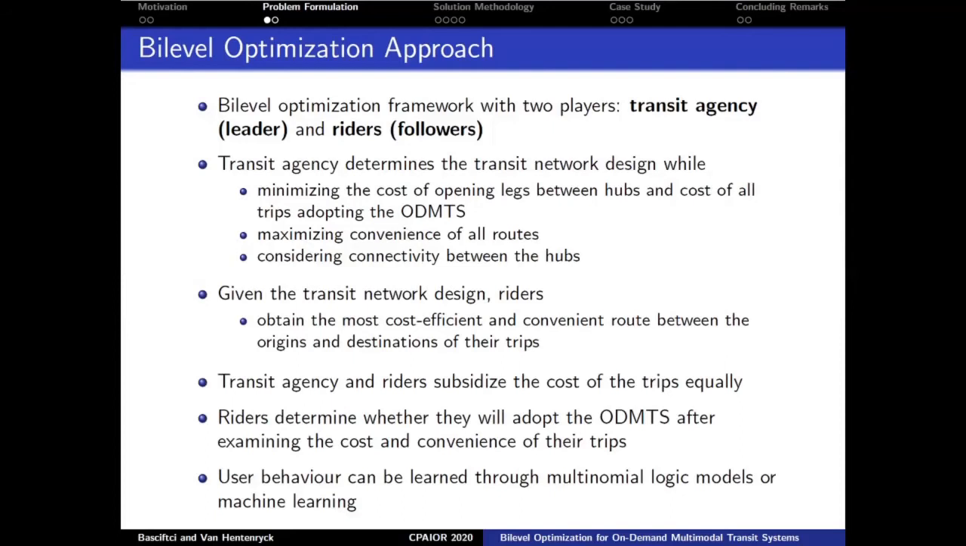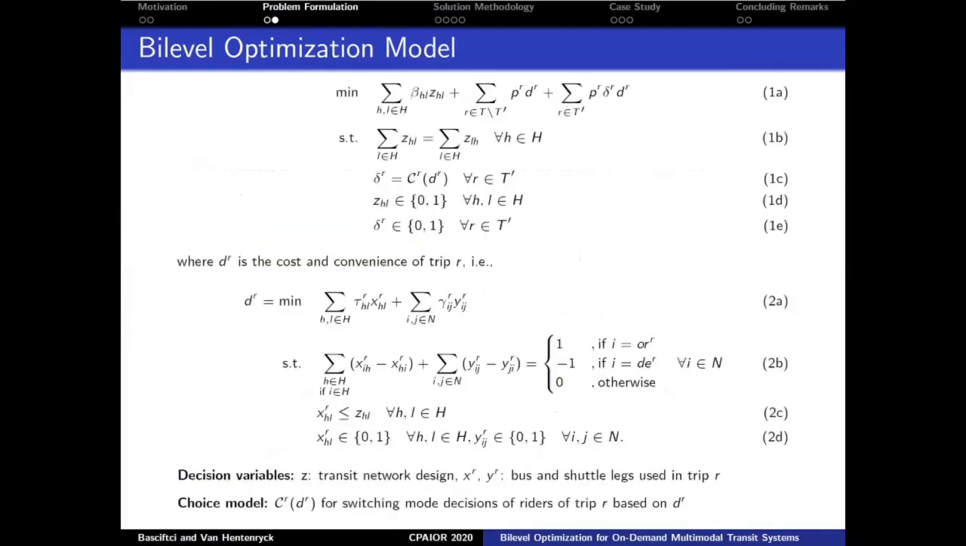Here we consider the case where the transit agency and riders subsidize the cost of the trips equally, which is why riders determine whether they will adopt the system or not by examining the cost and convenience aspects of the trips. User behavior can be learned through multinomial logit models or machine learning models. If we formulate the problem here, we can observe that problem 1 corresponds to the leader problem, and the second problem corresponds to the follower problem.